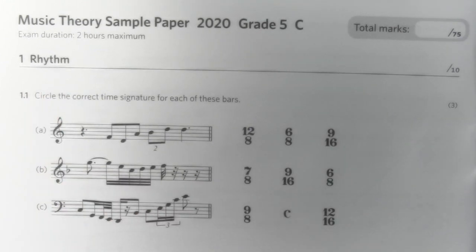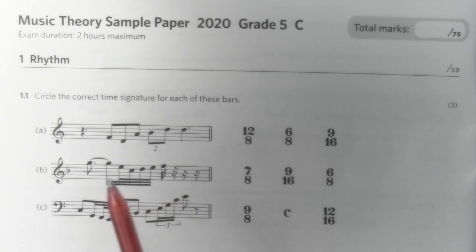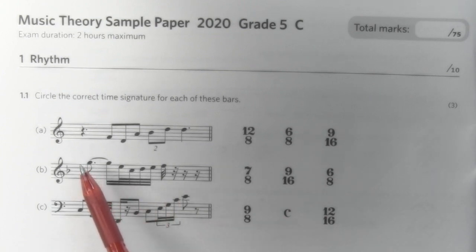The first section relates to rhythm. In this first exercise, we are asked to circle the correct time signature of these three melodies. Let's have a look. As usual, I always recommend you to visualize the groups of things, because grouping is also a good way of understanding the number of movements. And the number of movements is closely related to the time signature.